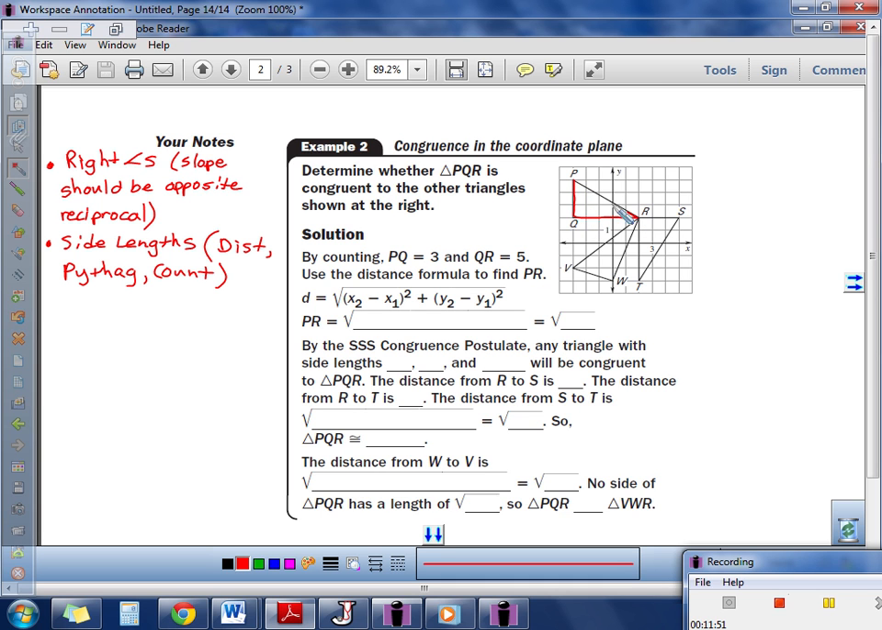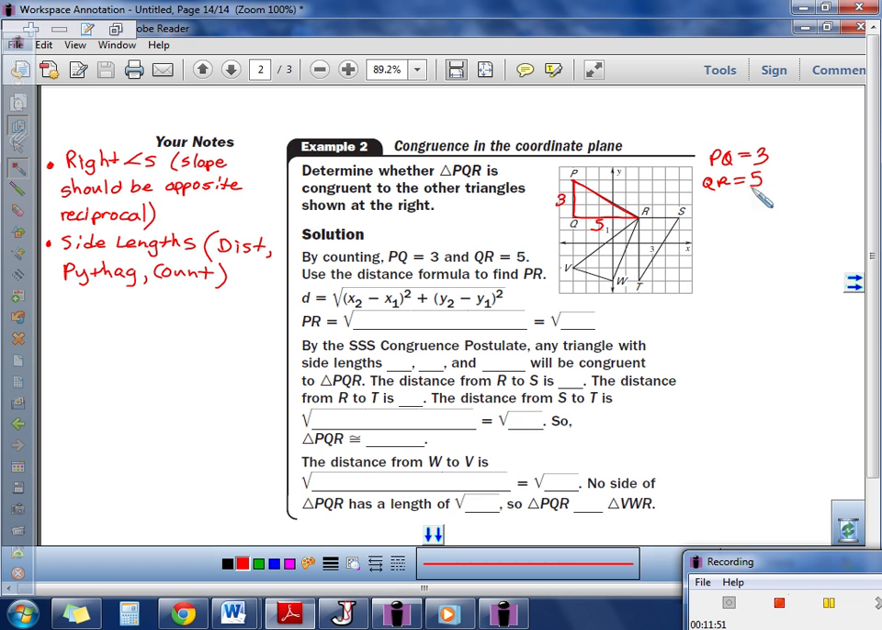And let's see, can I do any of these steps on PQR? What's the easiest? But easier than Pythagorean Theorem? Counting. So I can count right here. PQ I can count as 3, and I can write that. I can also count QR, and it is 5. I just need one more side, and how can I find that side?